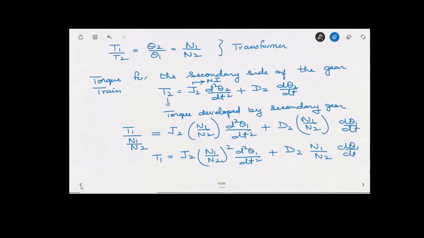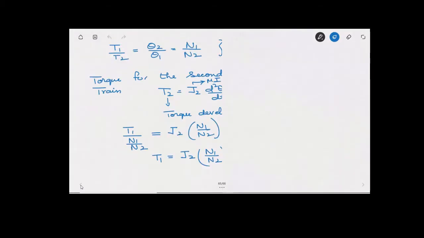Please check whether the equations are right or correct or not. N1 by N2 square नहीं आएगा यहाँ पे. So this is 1.